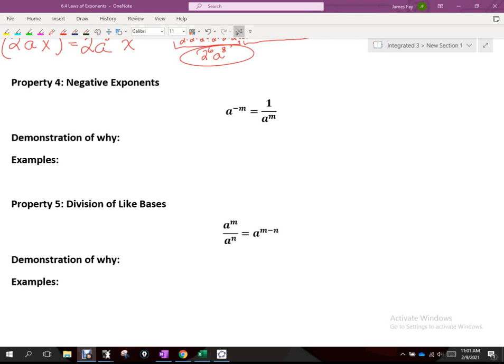Okay. And the reason for that, let's talk about this. Let's say we have 2 to the 4th divided by 2 to the 6th. Okay, I'll say we start with that. What does 2 to the 4th really mean? Good. 2 times 2 times 2 times 2, right? What does 2 to the 6th really mean?